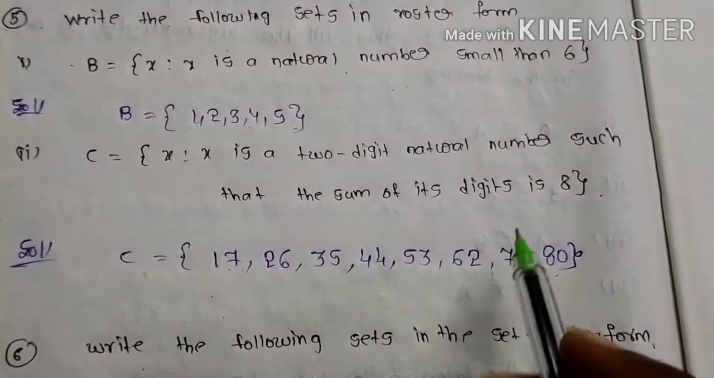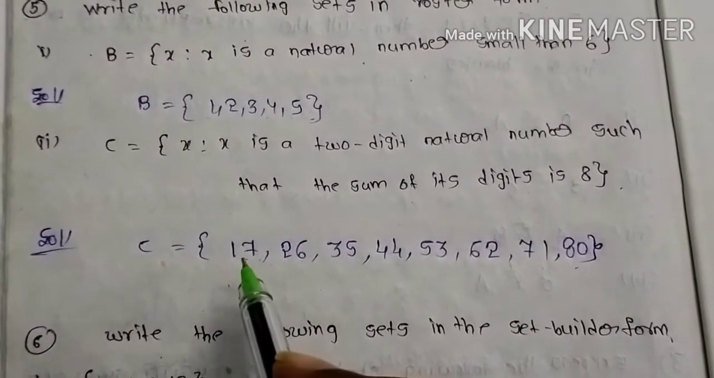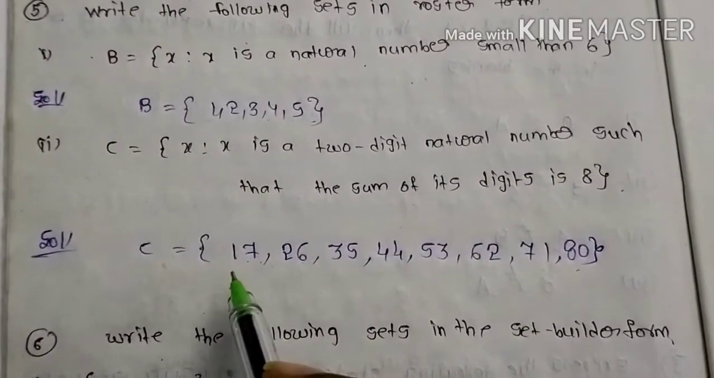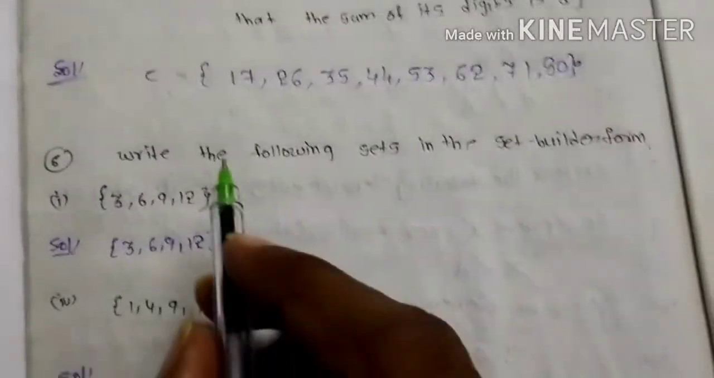Its sum of digits is equal to how much? 8 only. See, all are equal to 8 or not? Yes, so this is your roster form of the given question. Now you can do the remaining in a similar way.